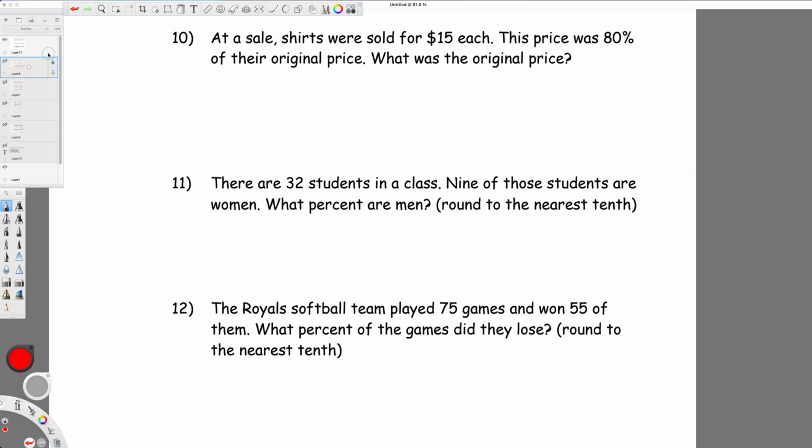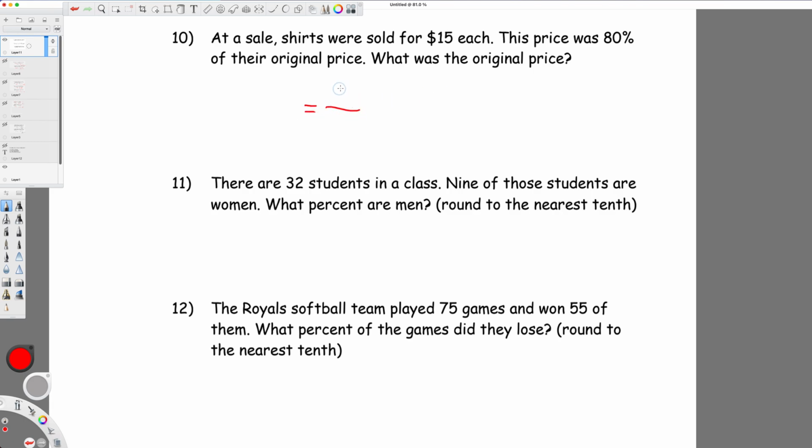So these last 3, well, the last 2, there's a little extra step we're going to have to do. And there's actually 2 different ways you could attack it. I'll probably work it out both ways. So number 10 is just like any of them, though. It's 11 and 12 that have an extra step that we'll have to deal with. So number 10, at a sale, shirts were sold for $15 each. This price, that $15, was 80% of the original price. And they want to know what is the original price.